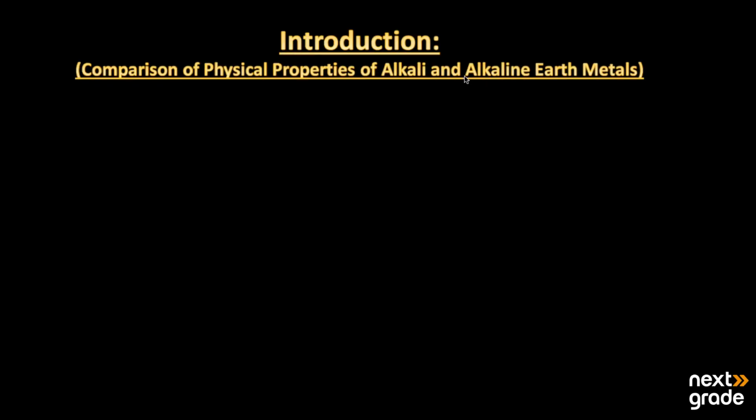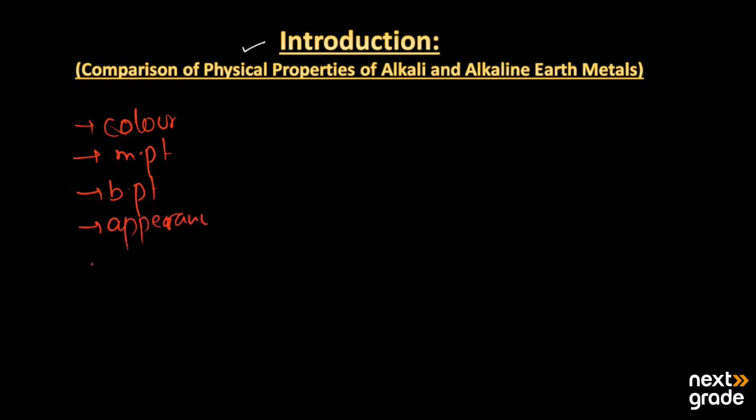So, here we are going to discuss the topic which is the comparison of physical properties of alkali and alkaline earth metals. In the physical properties, we include what will be the color of that substance, what will be its melting point, its boiling point, what is its appearance, and what will be the density of that substance. All these properties are known as the physical properties.